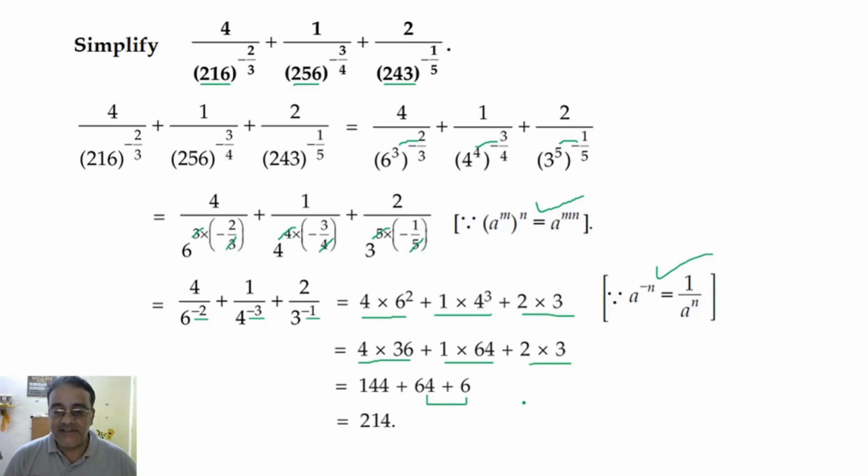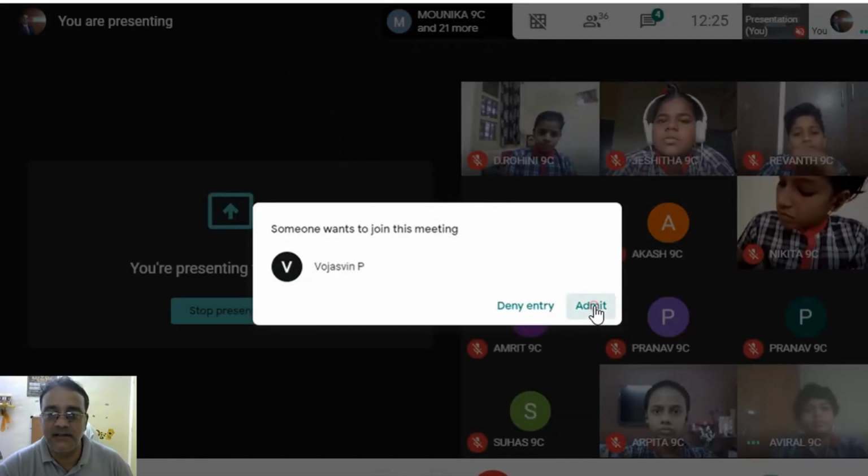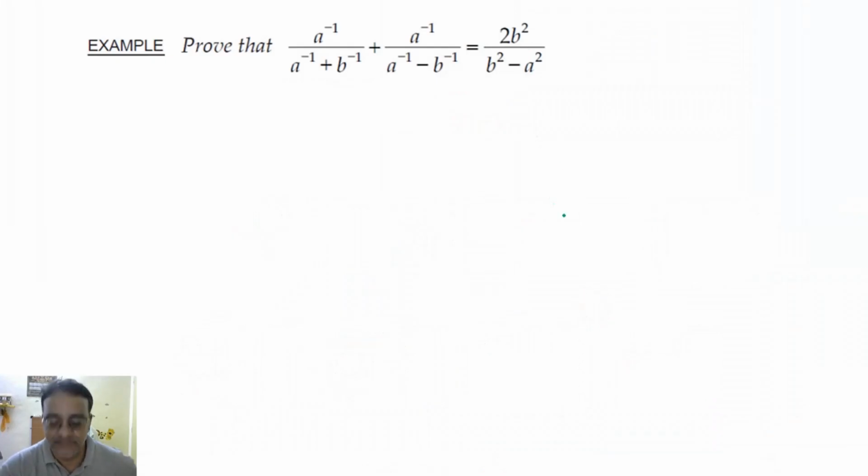Now we'll move towards proof related questions. Okay, proof related questions में first question ये है, prove that a to the power minus 1 upon a to the power minus 1 plus b to the power minus 1 plus a to the power minus 1 upon a to the power minus 1 minus b to the power minus 1 is equals to 2b square upon b square minus a square. Okay, so I want to remove this minus sign. Power minus वाला मुझे remove करना है. So what I will do?